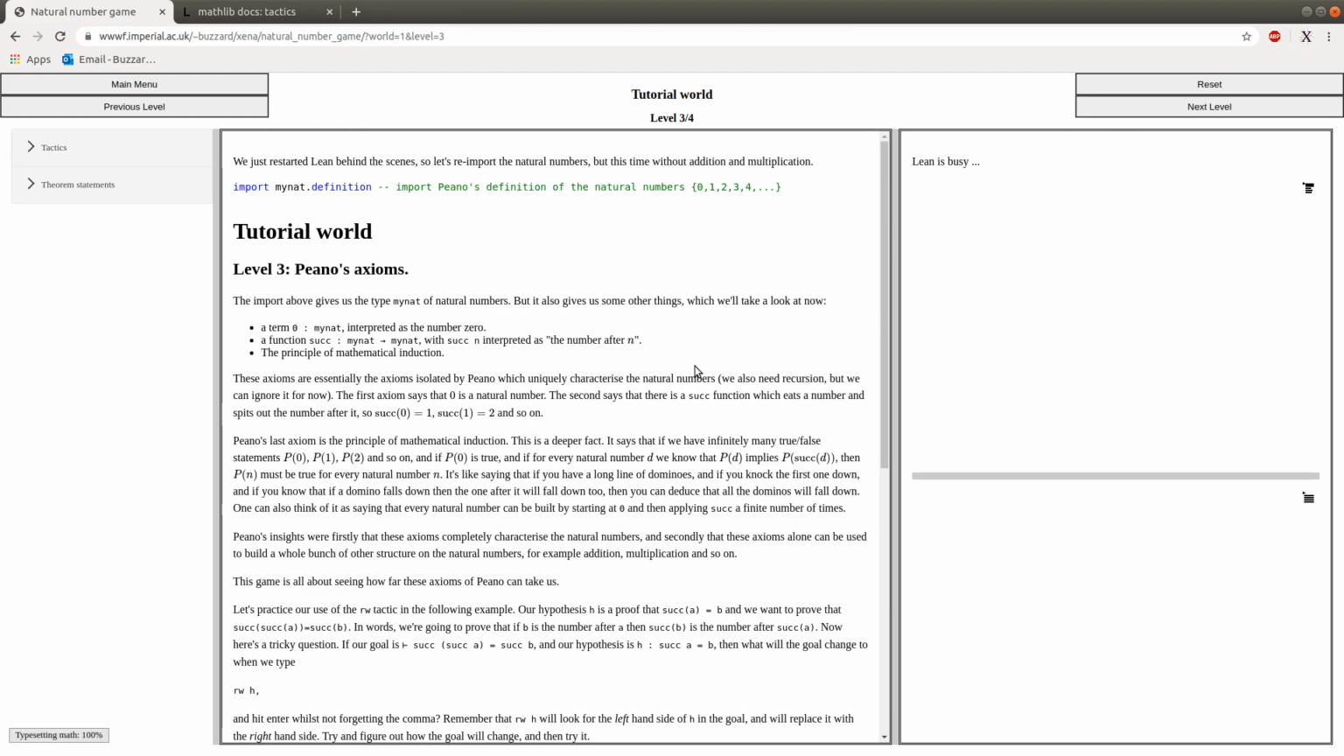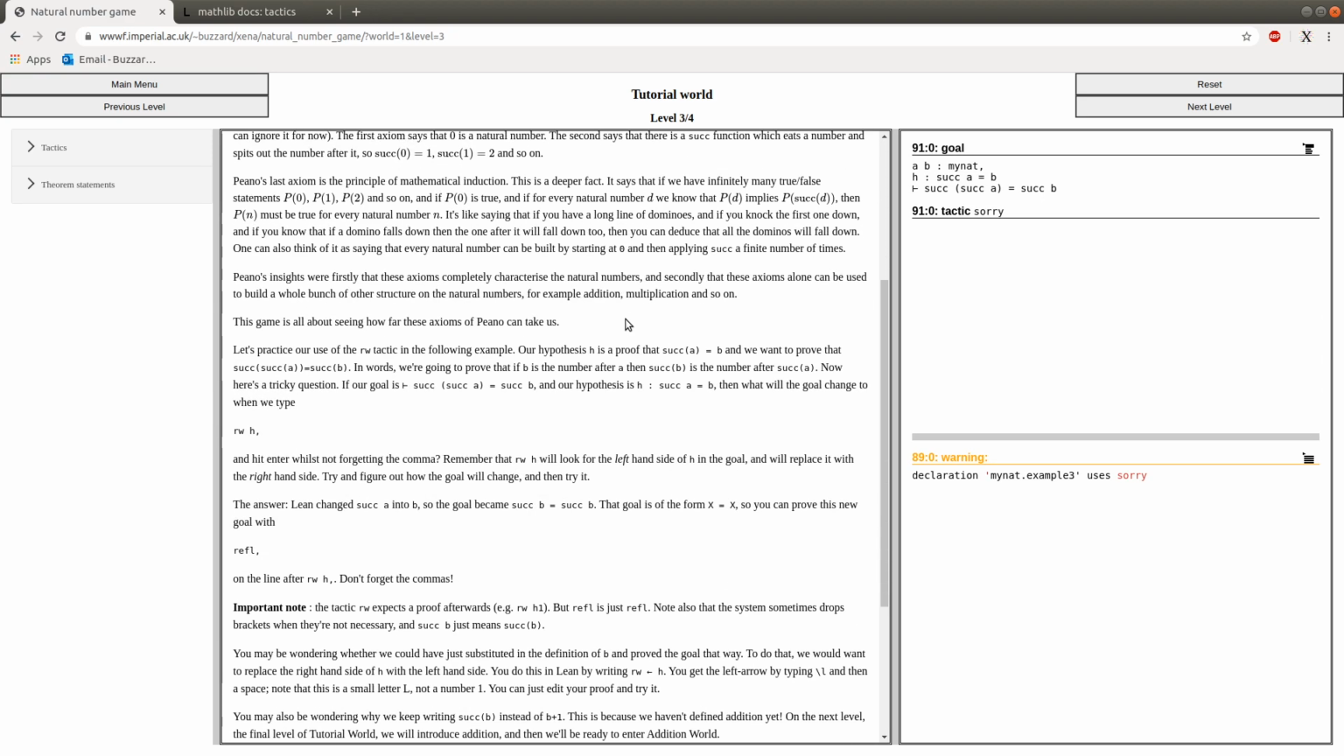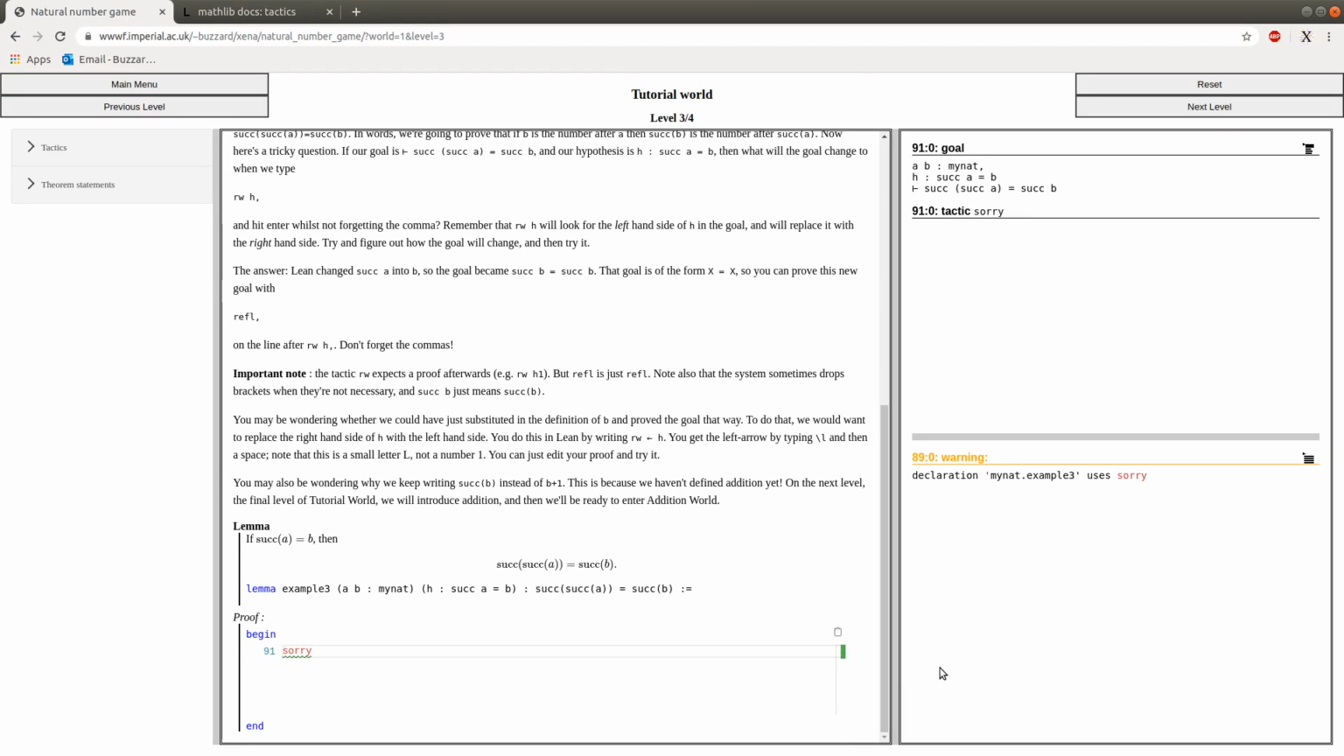Let's press on, because it would be nice if I could finish Power World. Blah, blah, blah. Let's not read all that, because let's pretend that we're 17 and we can't be bothered to read. So what's going on here? Let's just look at what's going on up here. So we've got two natural numbers. Oh, we've got this succ.